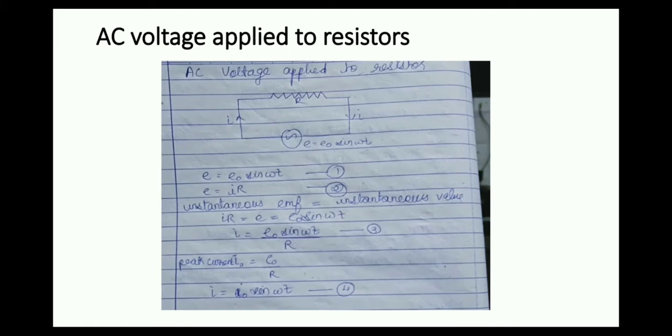From equations 1 and 4, we know that for a resistor, there is zero phase difference between the instantaneous alternating current and the instantaneous alternating EMF. That is, they are in phase. Both E and I reach zero, minimum and maximum values at the same time.